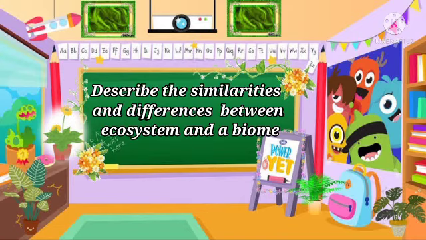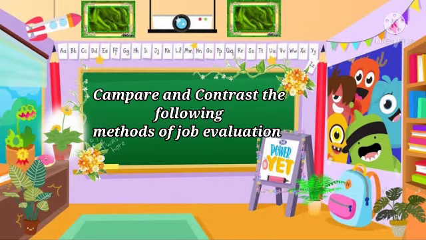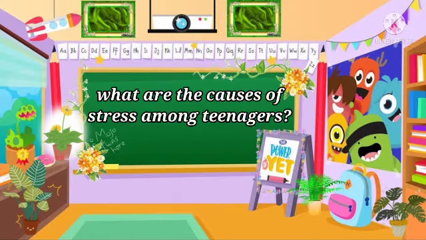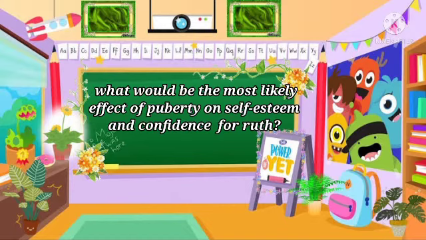Example question: Describe the similarities and differences between an ecosystem and a biome. Another example is: compare and contrast the following methods of job evaluation. Next is relating cause and effect. Cause and effect is the relationship between two things when one makes something else happen. Example: what are the causes of stress among teenagers? Another example is: what would be the most likely effect of puberty on self-esteem and confidence for Ruth?